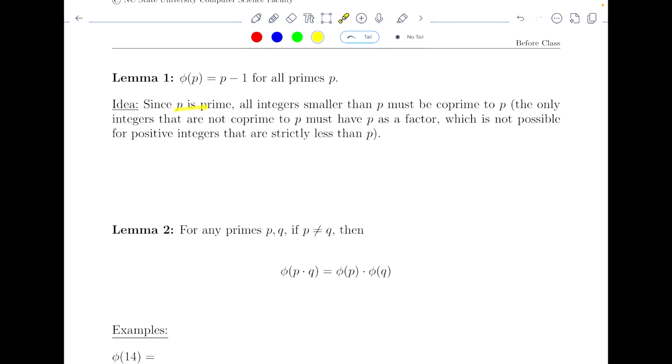In fact, in general, we have a lemma which says phi of p is equal to p minus 1 for all primes p. Since p is prime, all integers smaller than p must be coprime to p. The only integers that are not coprime to p have p as a factor, and that's not possible if you have integers that are less than p.